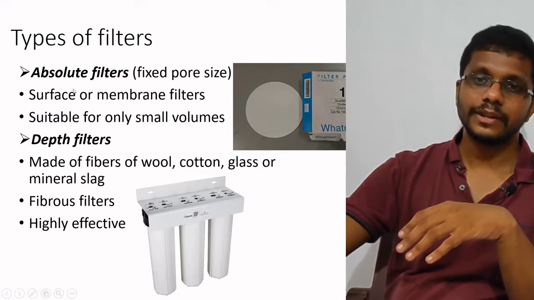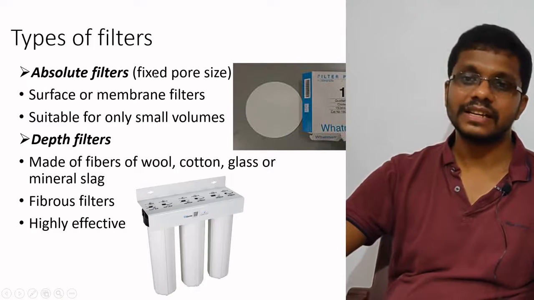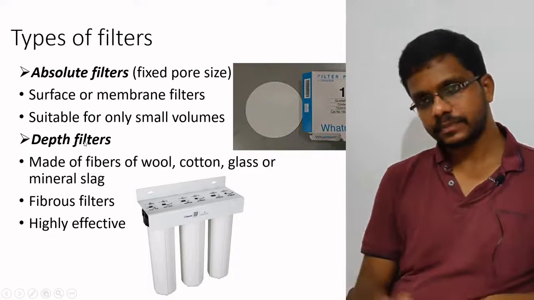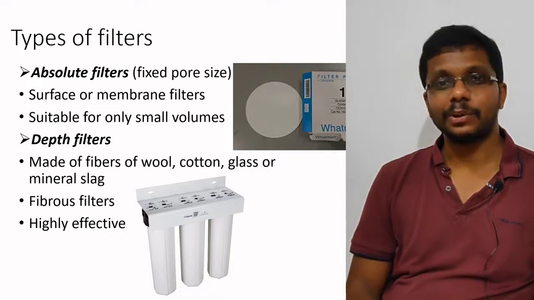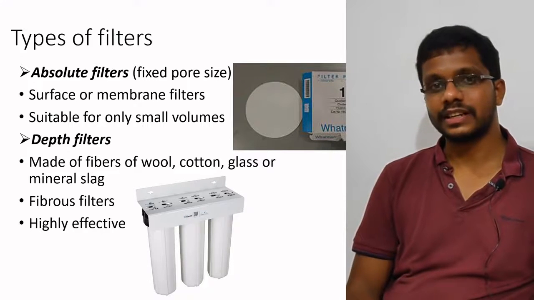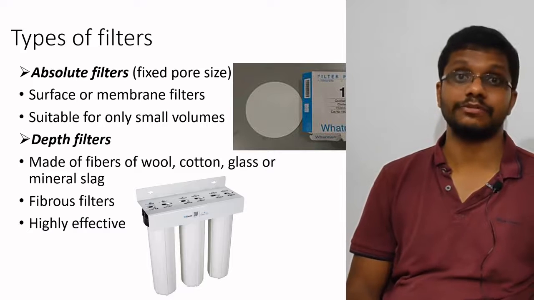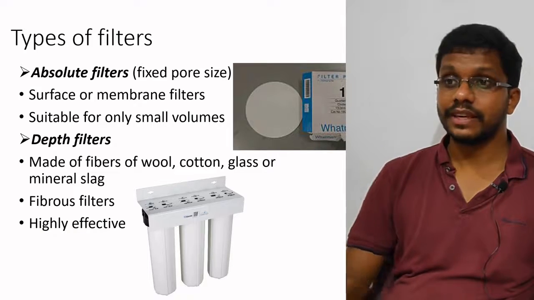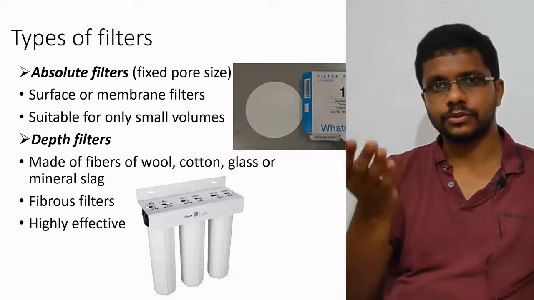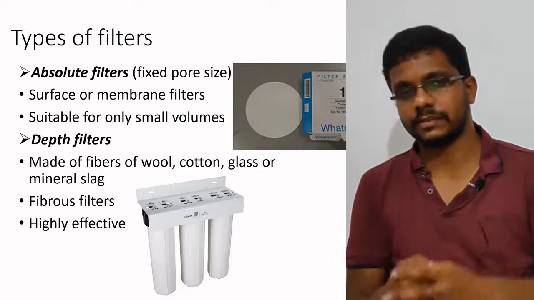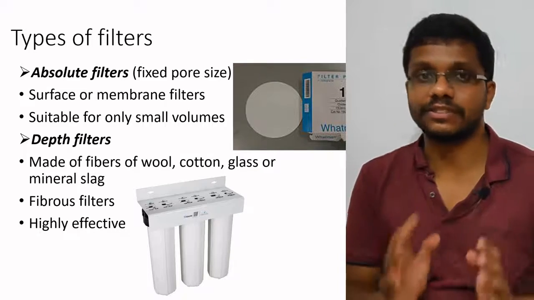For that, we are using two different types of filters. One is called absolute filters, the other is called depth filters. Whenever we think about a filter, we always think about an absolute filter. The filter you use to filter your coffee or tea is an absolute filter. In our laboratory, we are using this Whatman number one filter paper. We used to use this filter paper to filter something. In your chemistry lab, you will be using filter paper. These all are absolute filters.